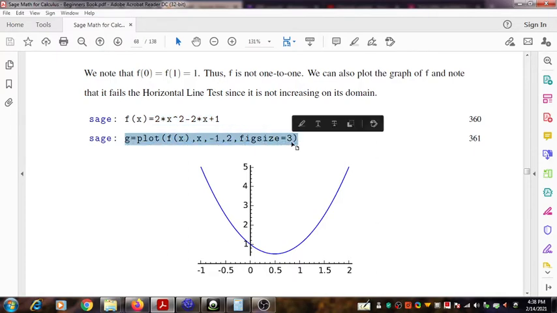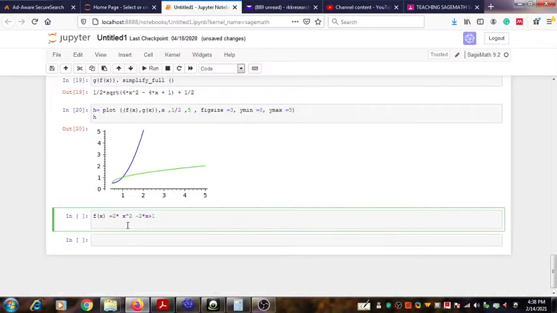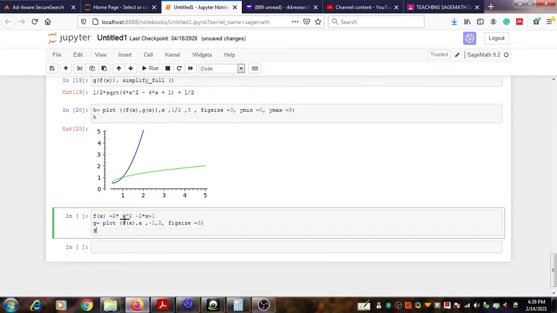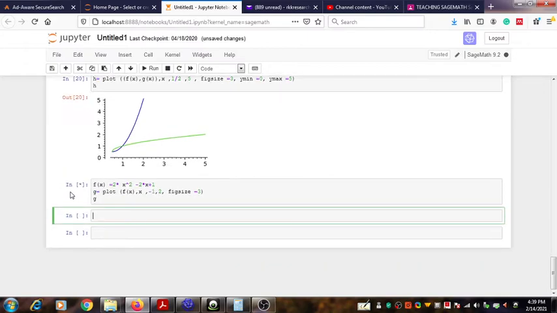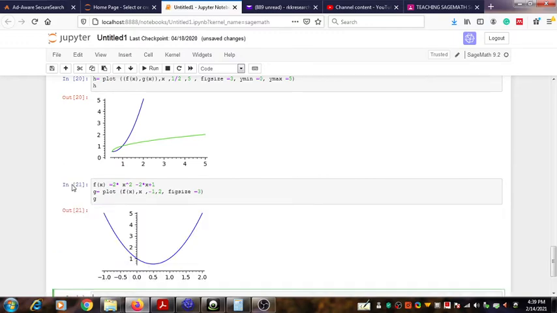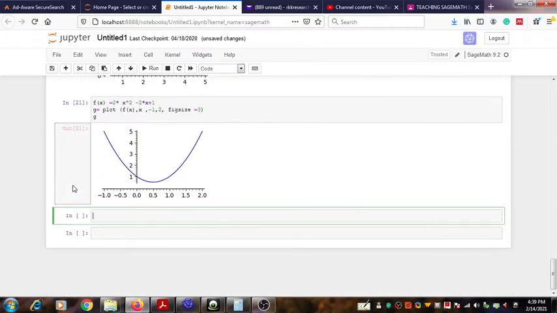G equal to plot. Then for taking a plot, type G again, and wait for the output. Yeah, thus we have obtained the output, the plot of the curve. That curve is f(x) equals 2 times x squared minus 2 times x plus 1.